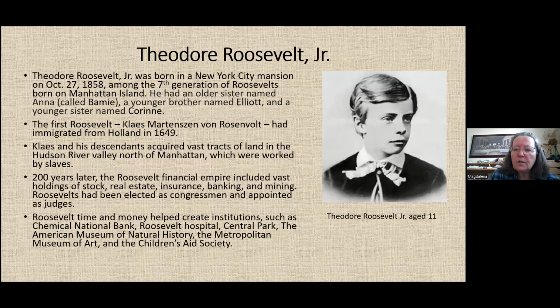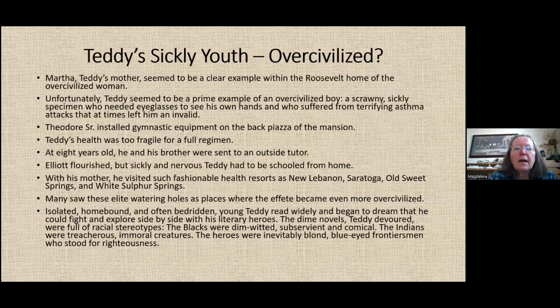This is Theodore Roosevelt Jr., aged 11. So Teddy's mother was a clear example, within the Roosevelt home, of the over-civilized woman. And unfortunately, Teddy seemed to be a prime example of an over-civilized boy. He was a scrawny, sickly specimen who needed eyeglasses to see his own hands and who suffered from terrifying asthma attacks that at times left him an invalid.